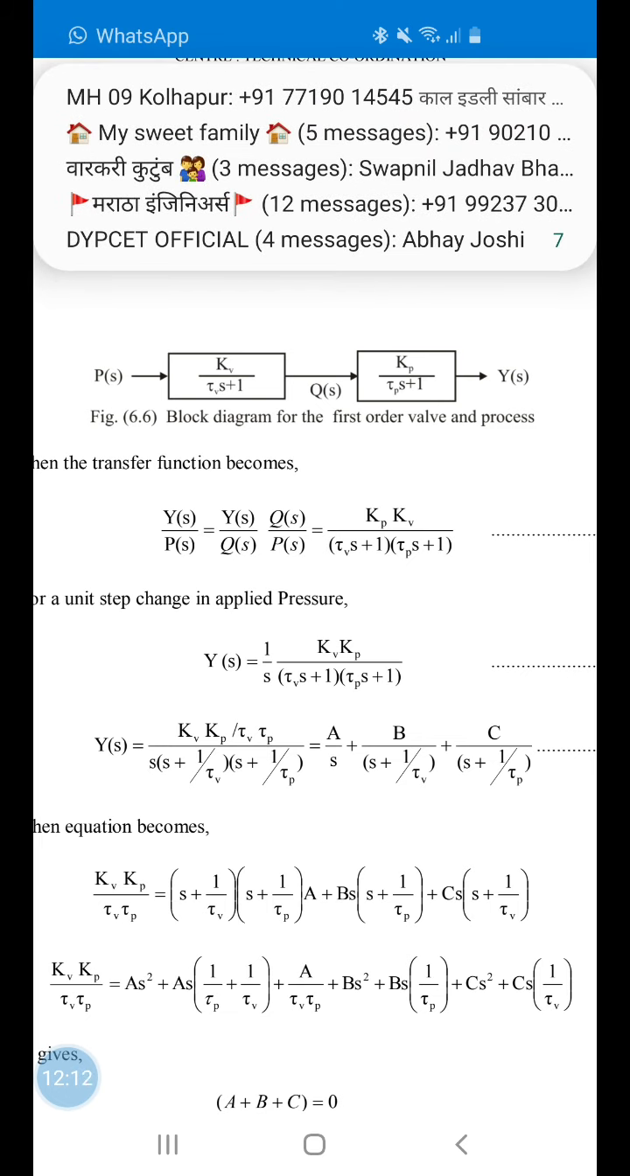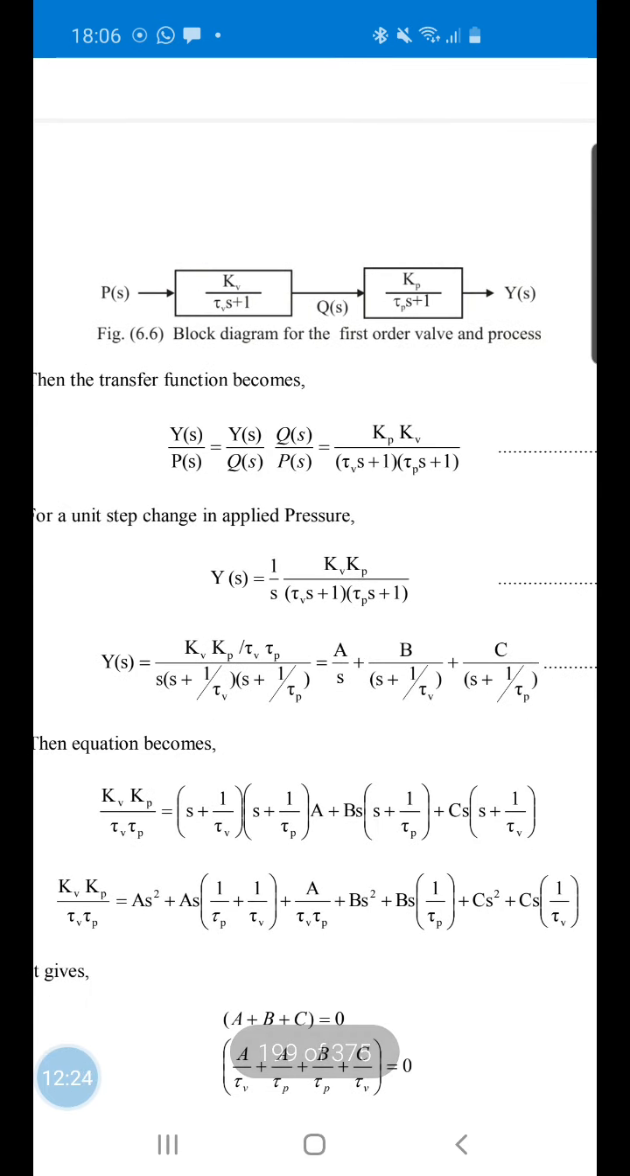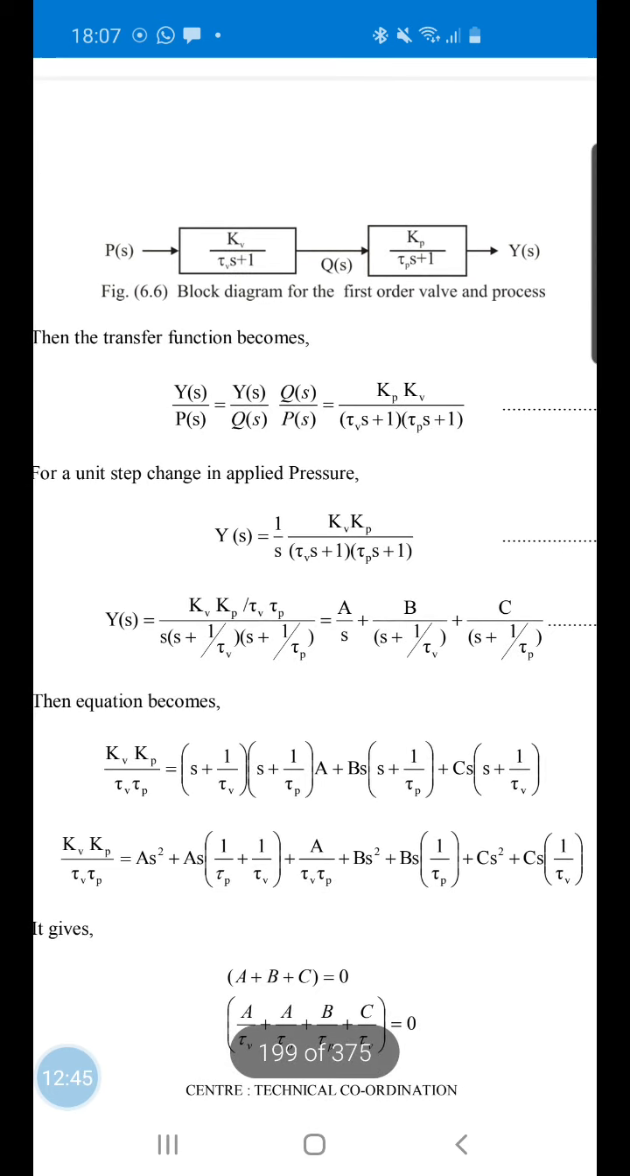This Q, that is the heat added or the flow rate, going to the process is kV upon tau v s plus 1 into y of s. Is it right? So if you want to calculate the overall transfer function of y of s by p of s, then you have to take the product of y of s by q of s into q of s by p of s. Means take the individual transfer functions and multiply them, and you will get the overall transfer function for the first order pneumatic control valve and process.